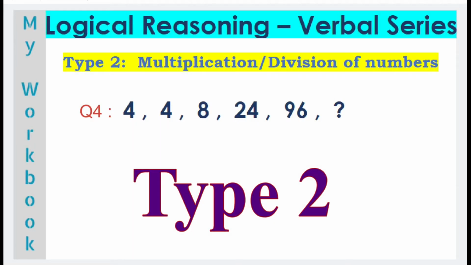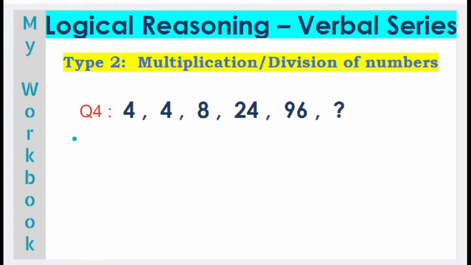In type 2, we can observe multiplication or division of numbers. So along the series, there will be a sharp increase or decrease between successive elements. Question number 4. The series is 4, 4, 8, 24 and 96. We need to find the next element.